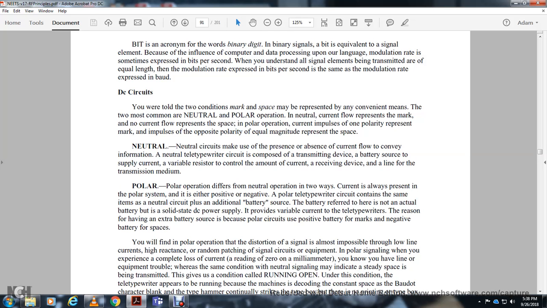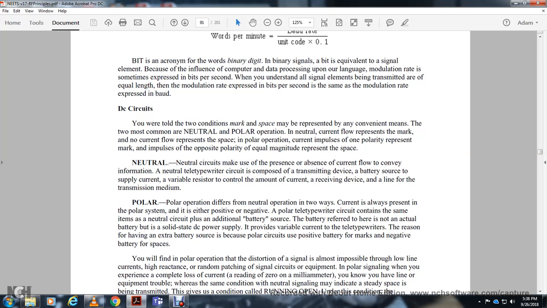Alright, DC circuits. You were told that the two conditions for marks and spaces may be represented by convenient means. The two most common are neutral and polar operation. In neutral operation, current flow is present for the mark, and no current flow represents the space. In polar operation, a current impulse of one polarity represents the mark, and an impulse of the opposite polarity and equal magnitude represents the space. Neutral circuits make use of the presence or absence of current flow in conveying information.